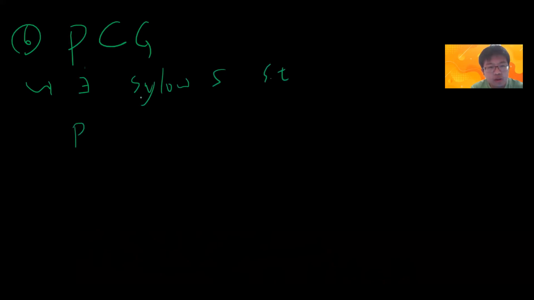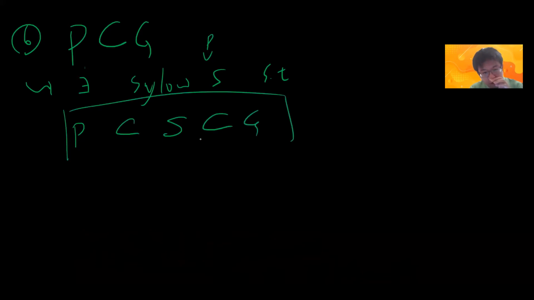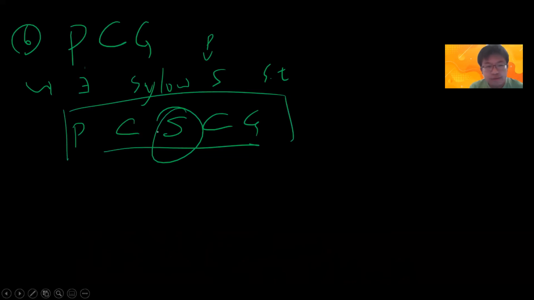Number 6 is that if P is a P subgroup, a P group of G, then there is a Sylow P group S such that P is a subgroup of S. Okay, so the key is how to find such S. The proof is very constructive, right? So you start.